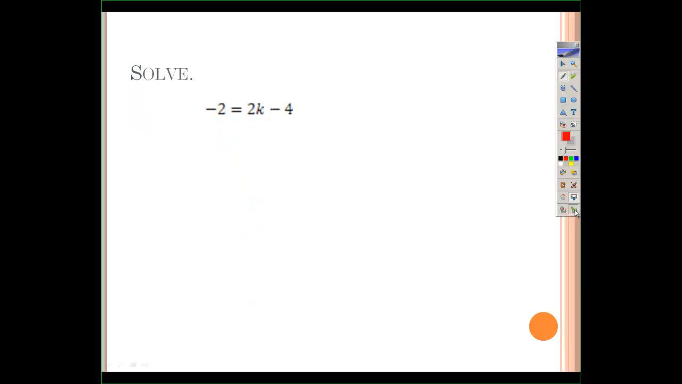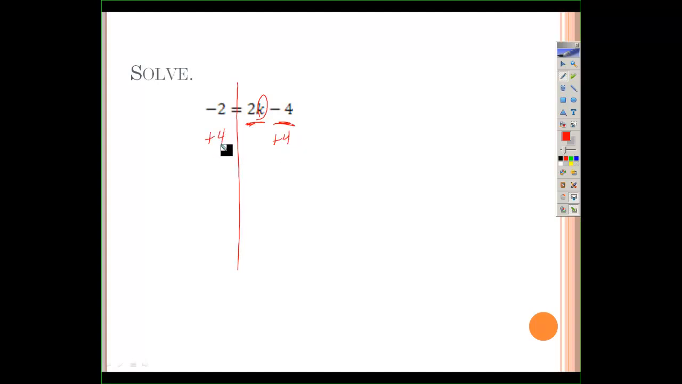All right, let's do one more with the variable on the right-hand side. As you can see, k is over here. We want k all by himself, though. We don't want this -4, and we don't want this multiplied by 2. Add or subtract comes first, and to get rid of the -4, I can add 4 to both sides. So that's what I'm going to do.